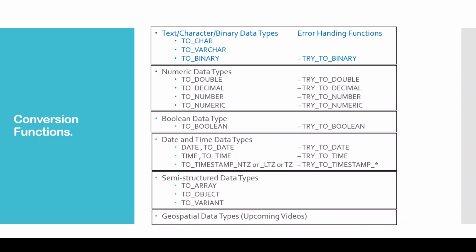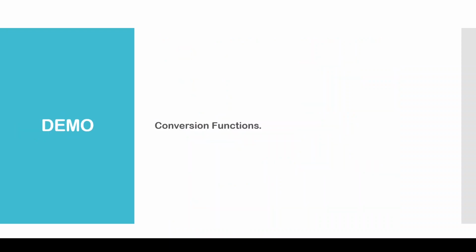Next, we have numeric data types for converting into double, decimal, number, and numeric, and it also supports the try catch mechanism. Next, Boolean data types, date and time data types, and then we have semi-structured data types, which include array, object, and variant type. There is also special support for geospatial data types, and I'm going to cover it in a separate video. So for now, let's look at the demo of conversion functions.